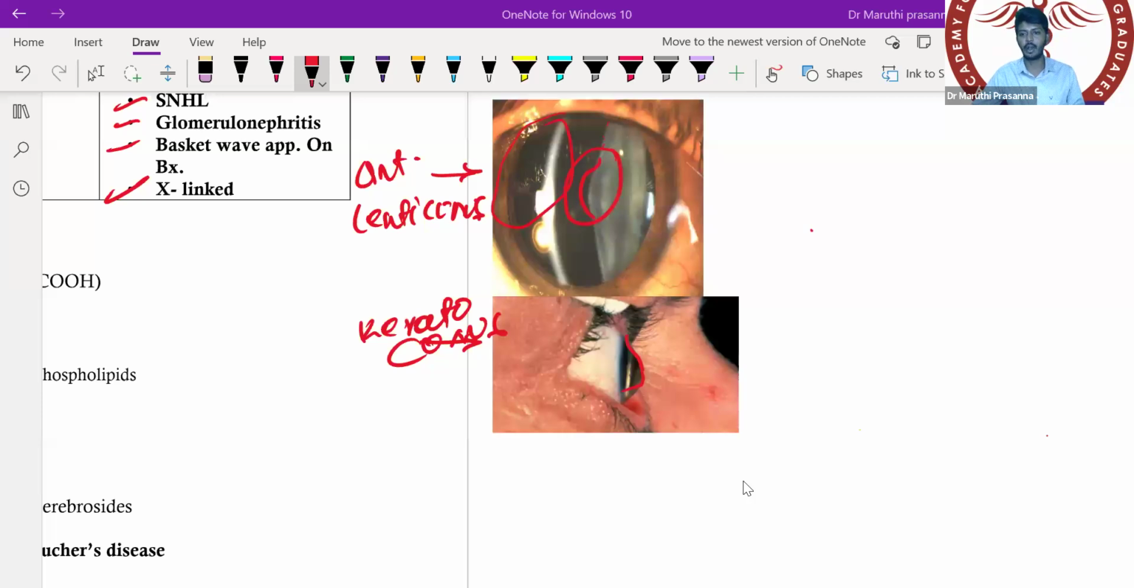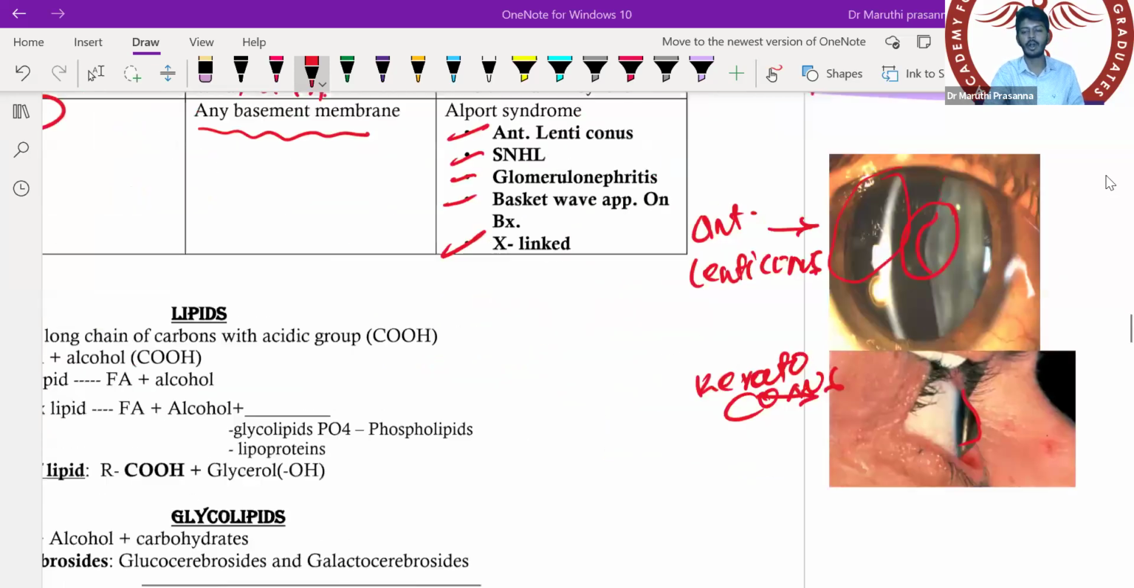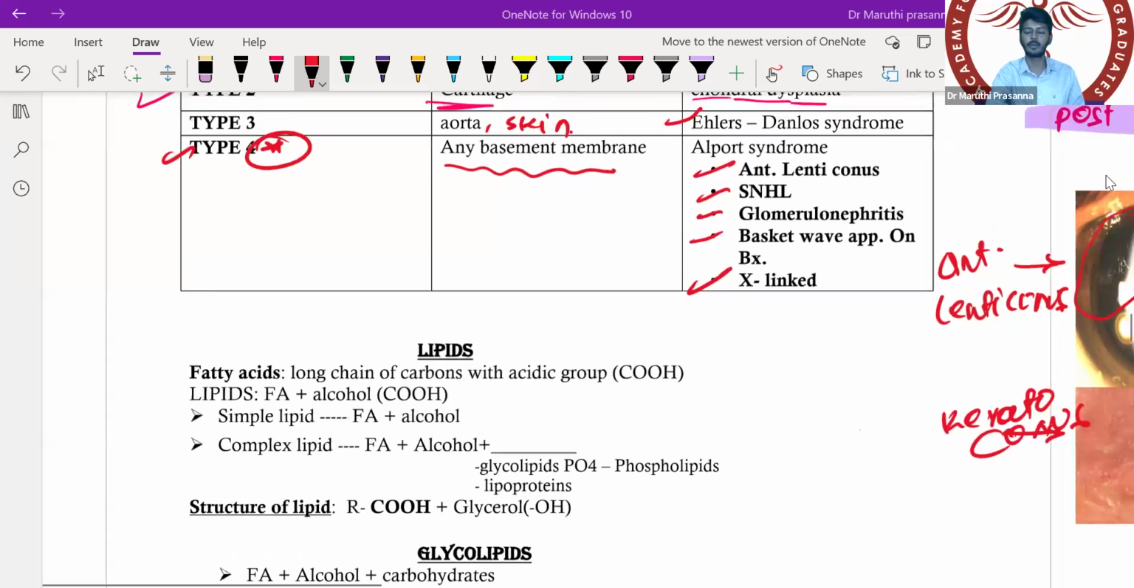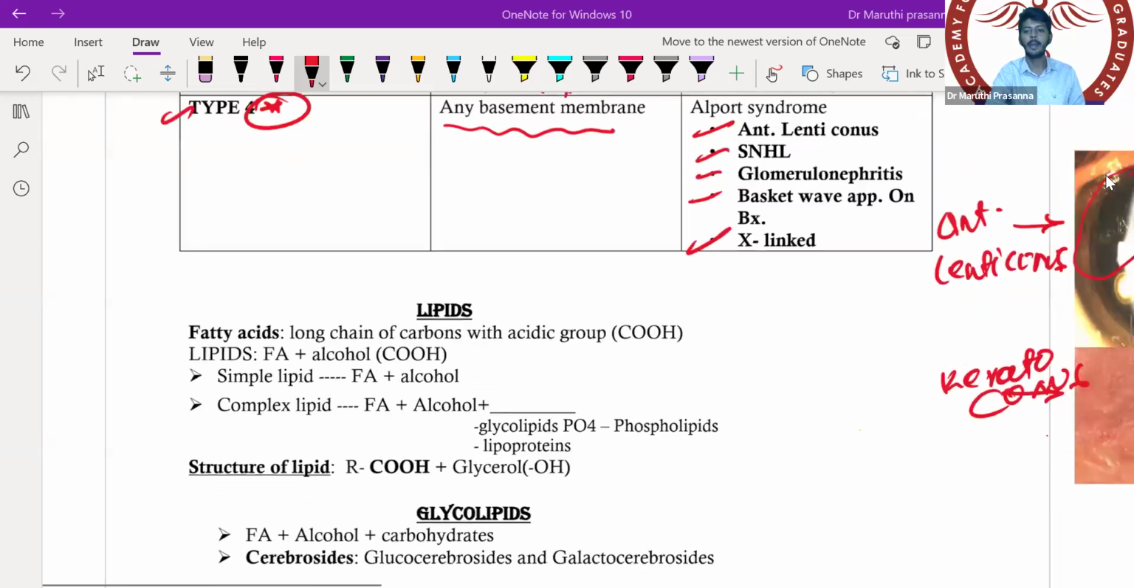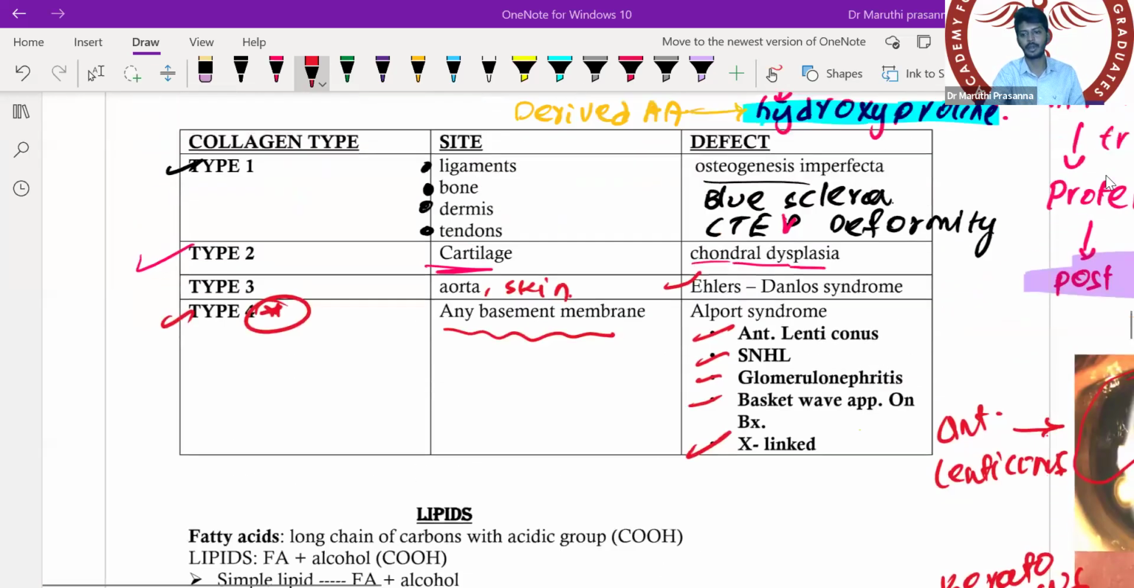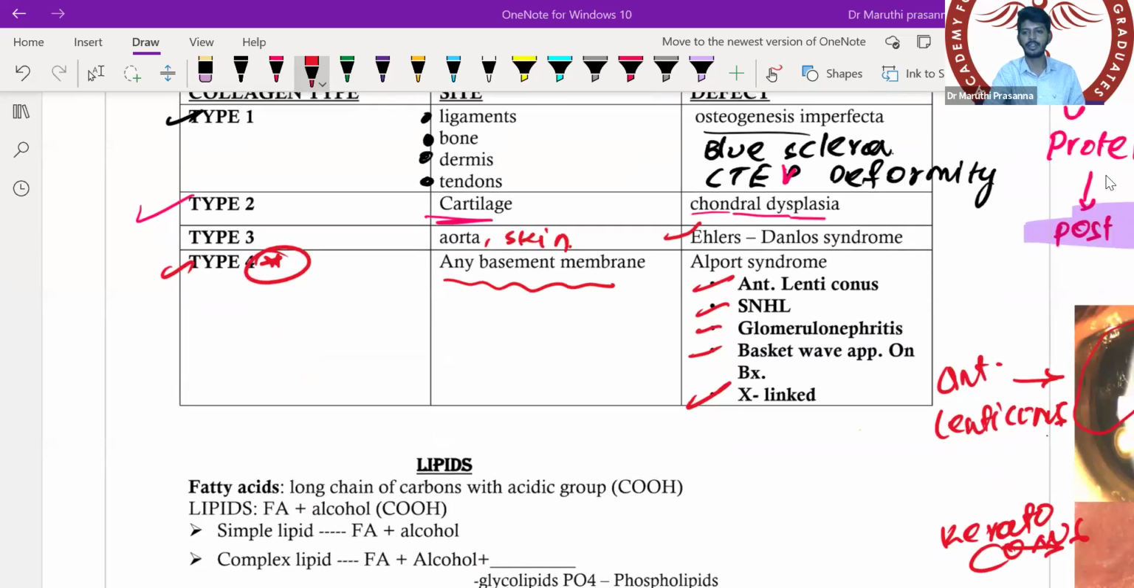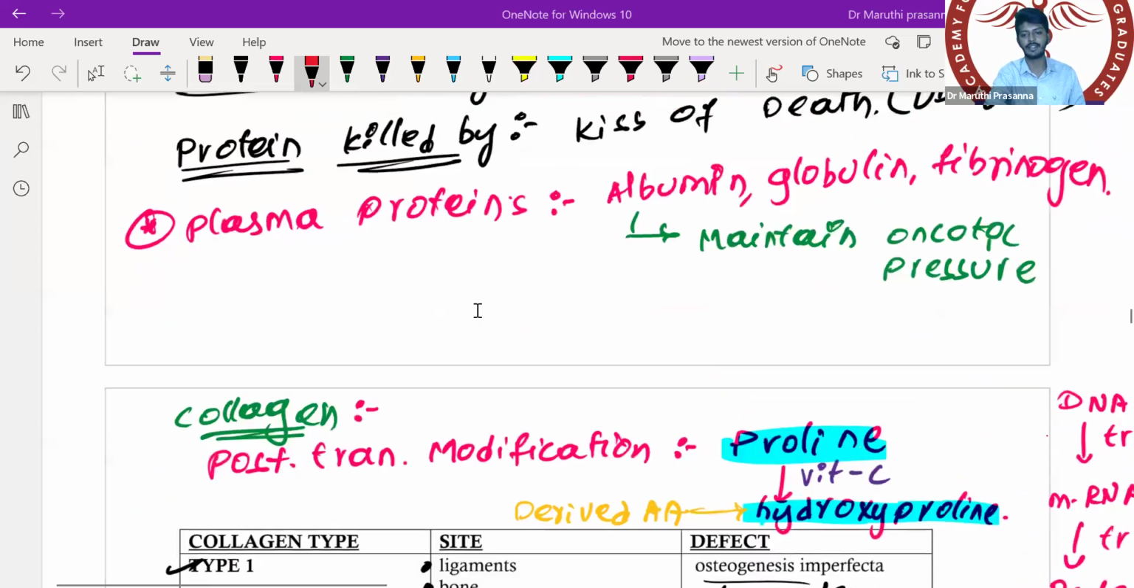Sir, Alport's is X-linked dominant. Predominantly it is X-linked dominant, but there are some cases of X-linked recessive possible. It is both dominant and recessive, but predominantly it is dominant here. So that is the story of your proteins and amino acids.